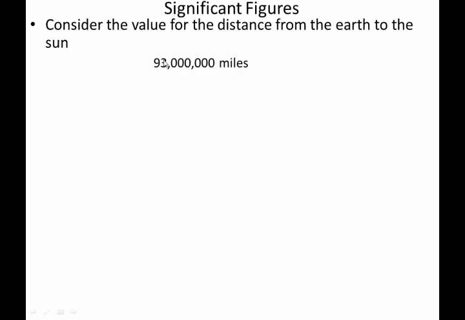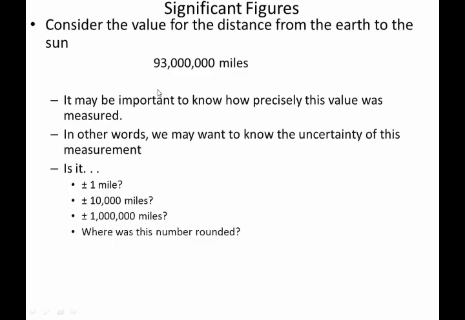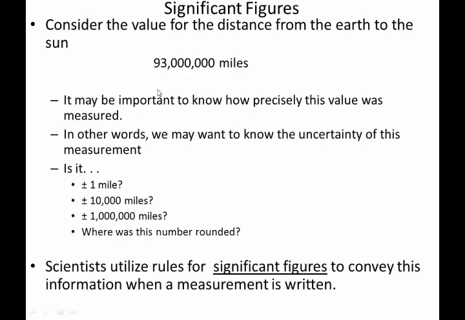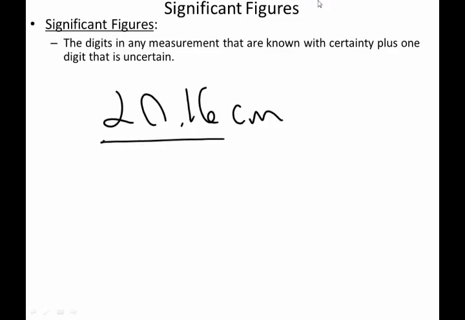So we need some sort of rules for understanding how precisely this is measured, right? So, was it 1 mile, is it a million miles? Where was the number rounded? We're going to use some rules for significant figures to convey this. A significant figure is just a digit that we write in a number. It's any digit that is known with certainty plus that one uncertain digit. So in the numbers I've shown you so far, like 20.16 centimeters, every number there is significant. They're all significant because they're all indicating something that we know precisely.